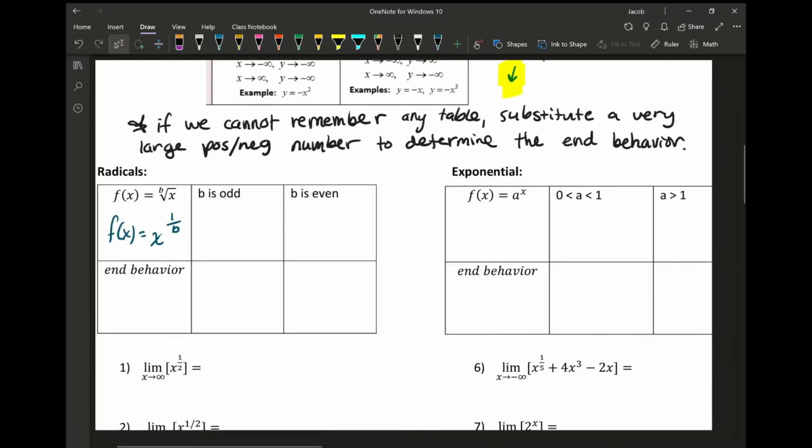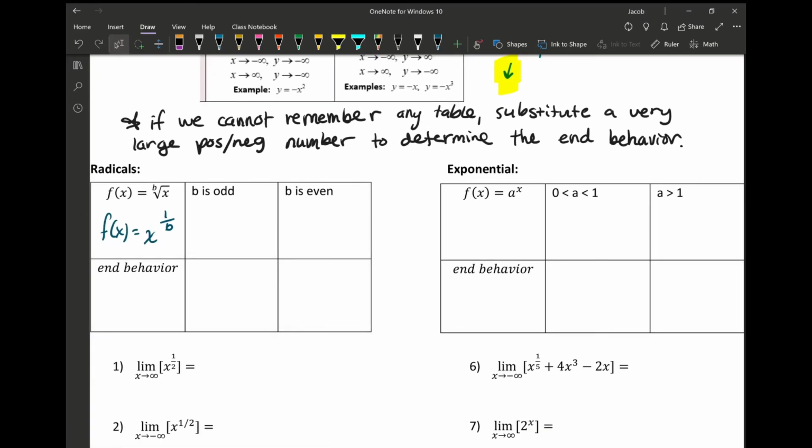And I do have a lot of tables here for us to look at. If you cannot remember these tables, we can substitute in very large positive or negative numbers. And I'll show you what I mean when we get into these examples here.